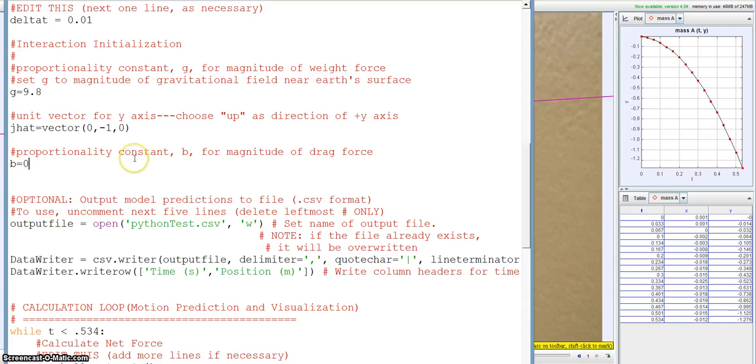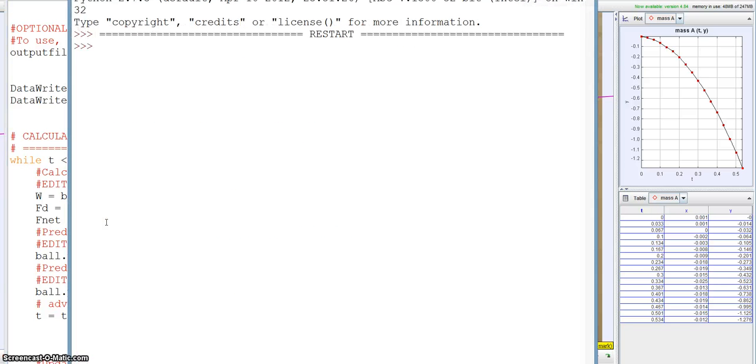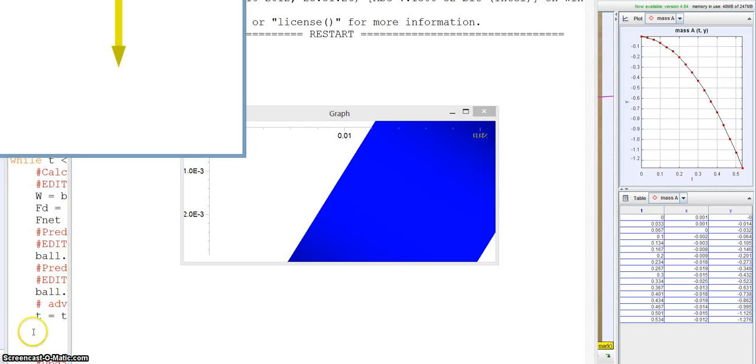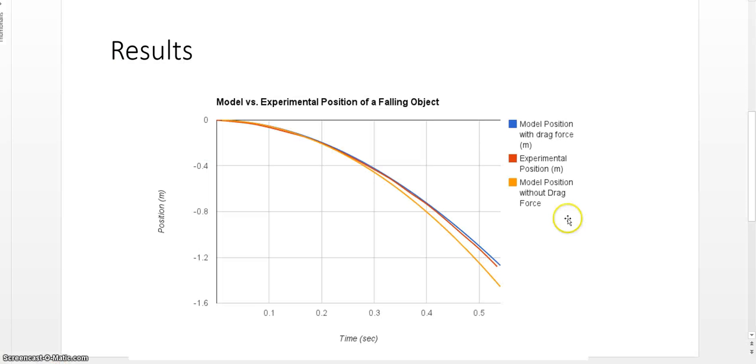I can do this by setting the drag force constant equal to 0.8 and setting the net force equal to the weight plus the drag force. This model shows that there is a force opposing the weight force, which is the drag force.